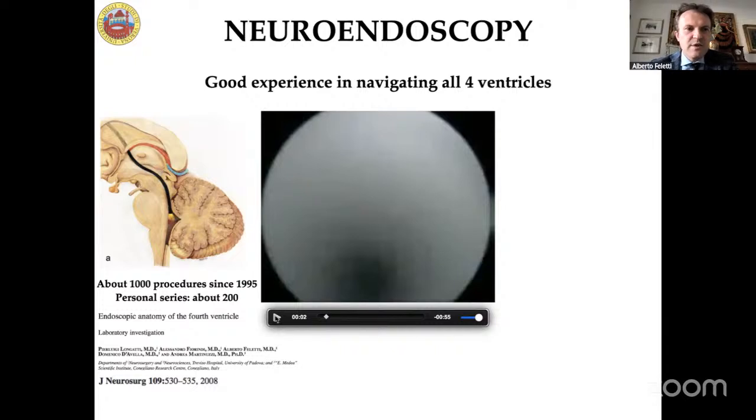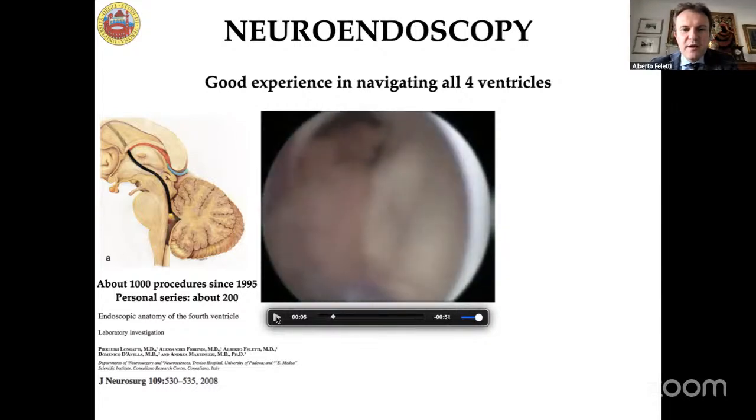Why? Because with the flexible endoscope, it's possible to explore virtually every corner of the ventricular system, even the fourth ventricle. So we have quite good experience in doing this, more than 1,000 procedures. My personal series is about 200 of these procedures. And so I was able to collect many videos and pictures, and we published many of them. So, just a quick look at the neuroendoscopic journey within the ventricular system. This is the endoscope entering through the foramen of Monro the right lateral ventricle, and this is the choroid plexus.